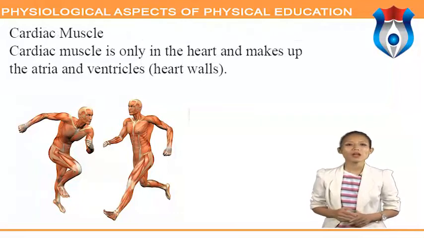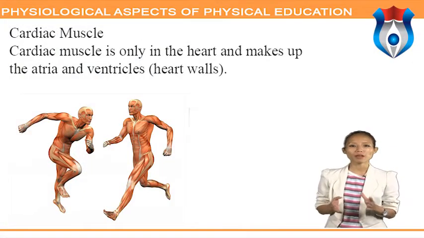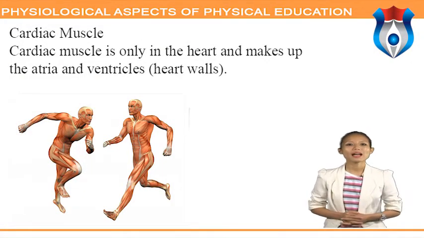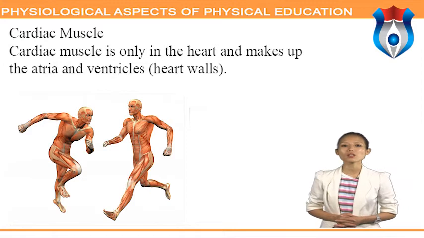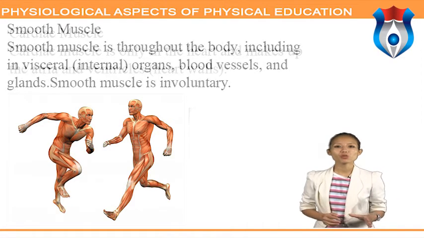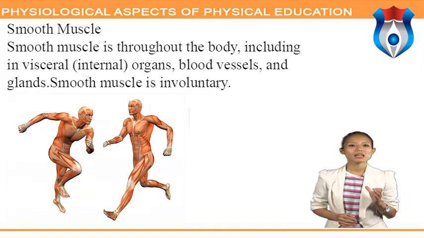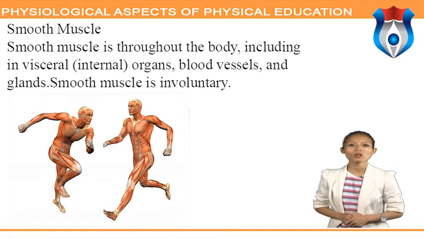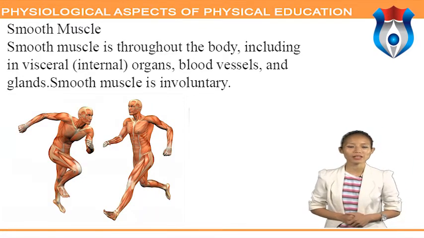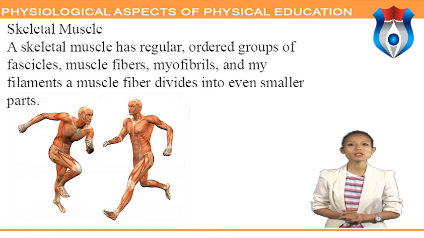Cardiac muscle. Cardiac muscle is only in the heart and makes up the atria and ventricles heart walls. Cardiac muscle is called involuntary muscle because conscious thought does not control its contraction. Smooth muscle is throughout the body, including in visceral internal organs, blood vessels, and glands. Smooth muscle is involuntary.